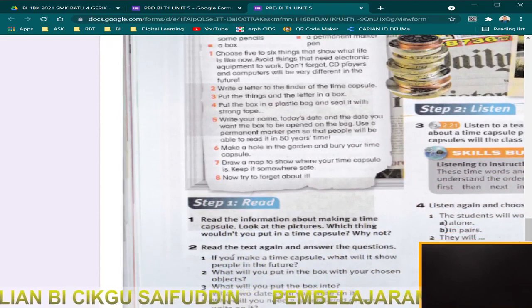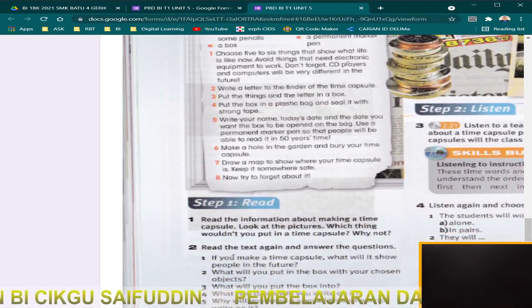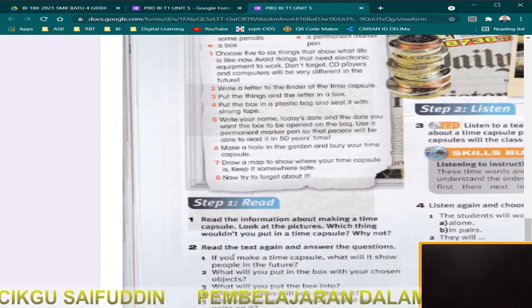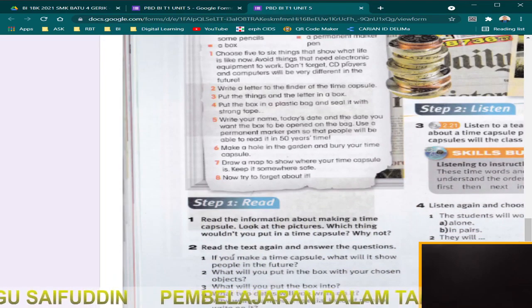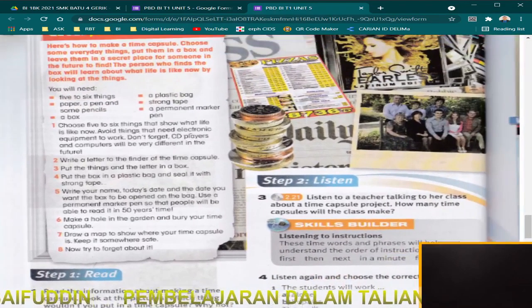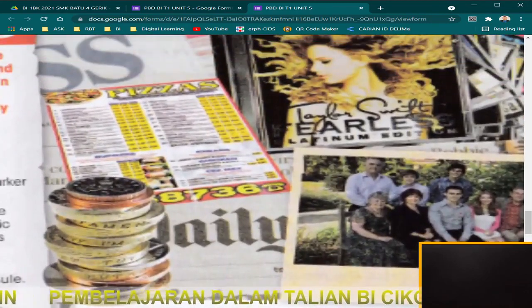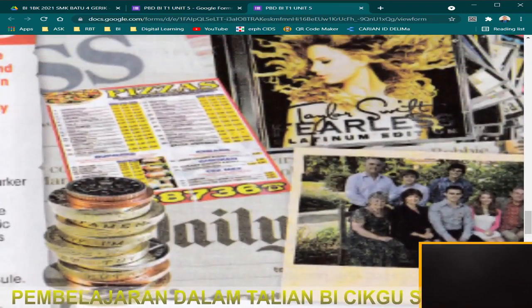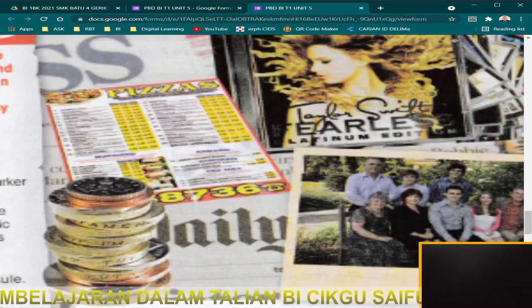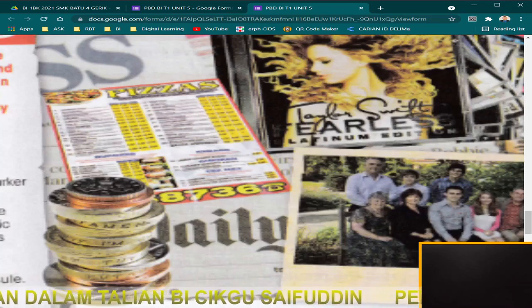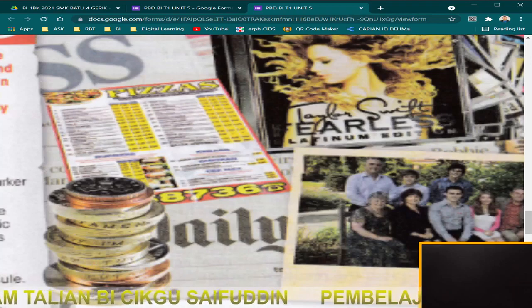So number 1, read the information about making a time capsule. Look at the pictures. Which thing wouldn't you put in a time capsule? Why not? Okay, for example, this thing is a brochure, a pizza brochure. So it's not suitable to put in the time capsule because it will rot, akan mereput. And maybe the letter cannot be read anymore.